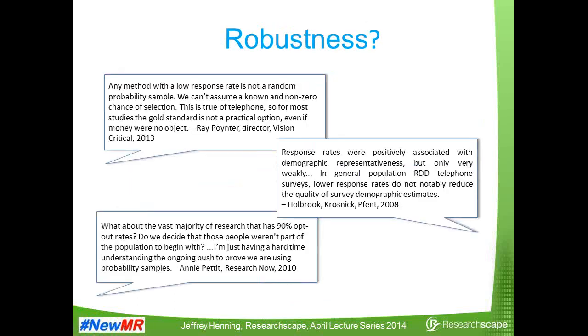Well, actually, another paper that John Krosnick co-authored, Holbrook, Krosnick, and Fent, looked at response rates. They looked at a range of different studies with low response rates to high response rates, and they found that while high response rates were more demographically representative, it was a much weaker effect than they ever suspected. And in the RDD work that colors a lot of academic research in the United States, the lower response rates were not reducing the quality of the survey's estimates, the survey's projections to the population. One of the findings that I take from that is that probability sampling is a very robust method, and it often behaves well even in circumstances where we're not living up to its ideals, as in circumstances with low response rates.